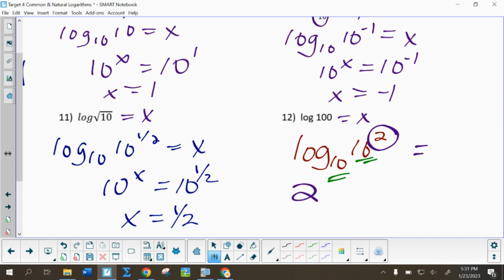Now, if you didn't remember that, or that doesn't make sense, then you go ahead and rewrite it as equal to x, and then you rewrite it in exponential form, so it becomes 10 to the x equals 10 squared. So the powers are equal, so the power of 2 is the answer. All right, 4 more. Here we go.